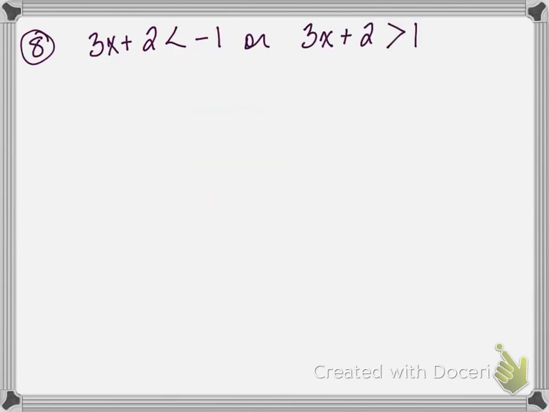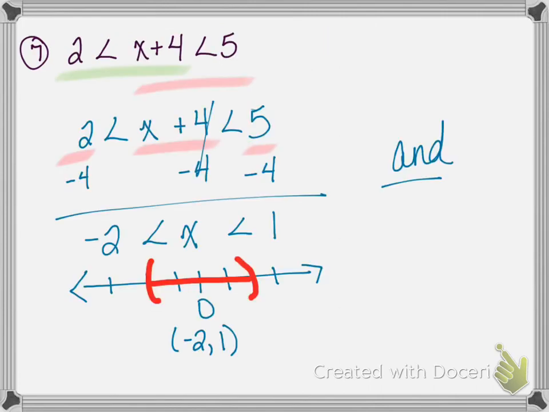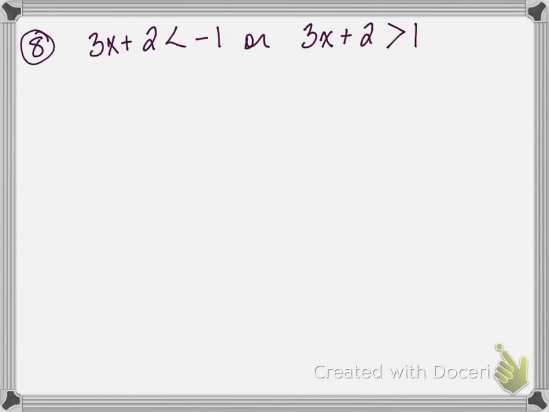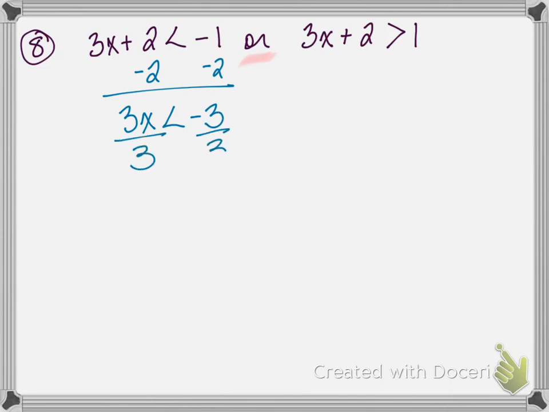Now we're going to do a compound inequality using the word or. So when we had the and, it meant that my number had to be both greater than negative 2 and less than 1. But when my inequality is the or inequality, it can meet either. So my answer can be greater than a certain number or less than a certain number. So I am going to go ahead and start solving this. I'm going to subtract 2 from both sides. I'm left with 3x is less than negative 3. I'm going to divide both sides by 3, and I get x is less than negative 1.